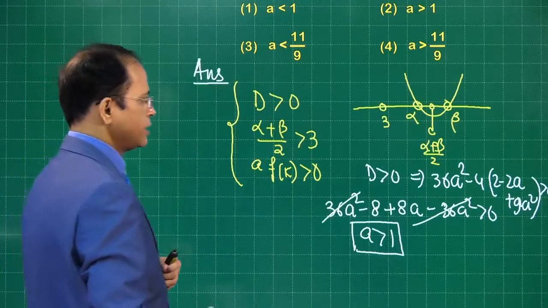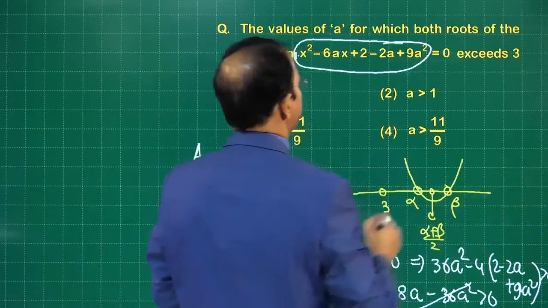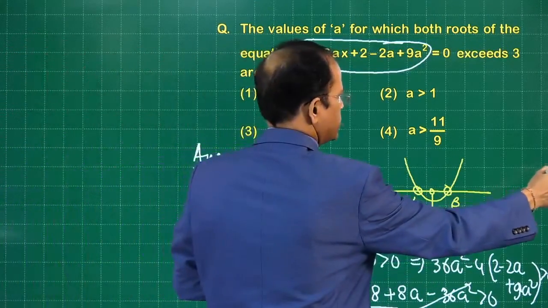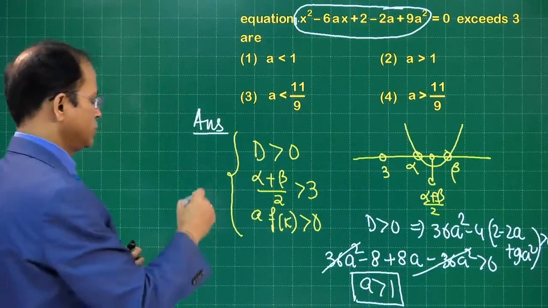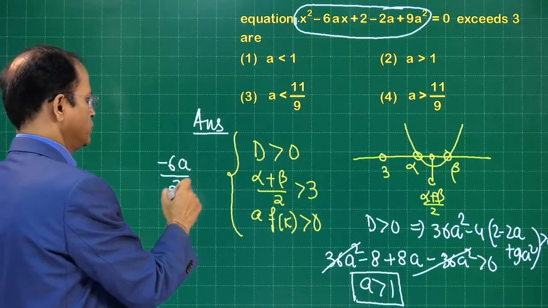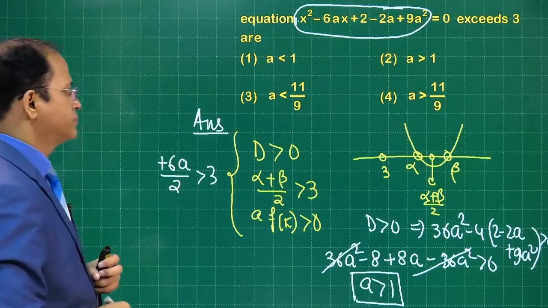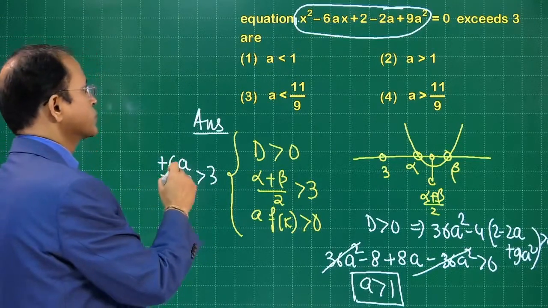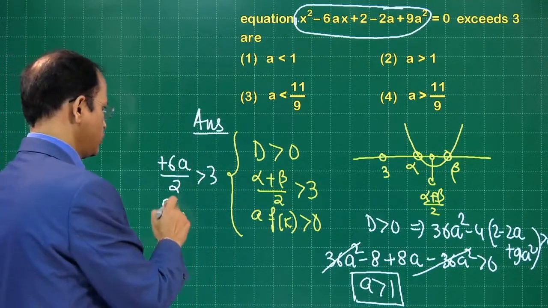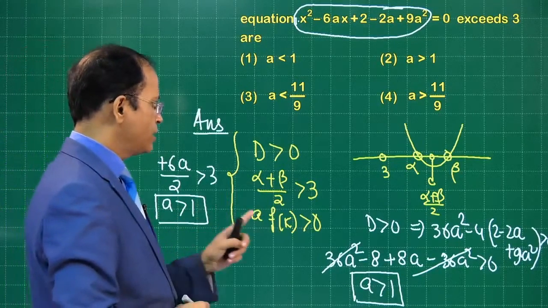Alpha plus beta by 2 is greater than 3. Alpha plus beta is minus b by a, so minus b by 2a means we are talking about minus of minus 6a divided by 2, which is greater than 3. Already we have a minus sign, so minus of minus becomes plus. So this is coming out to be a greater than 1. This is one condition we have. Got it? Now a into f of 3 is greater than 0.